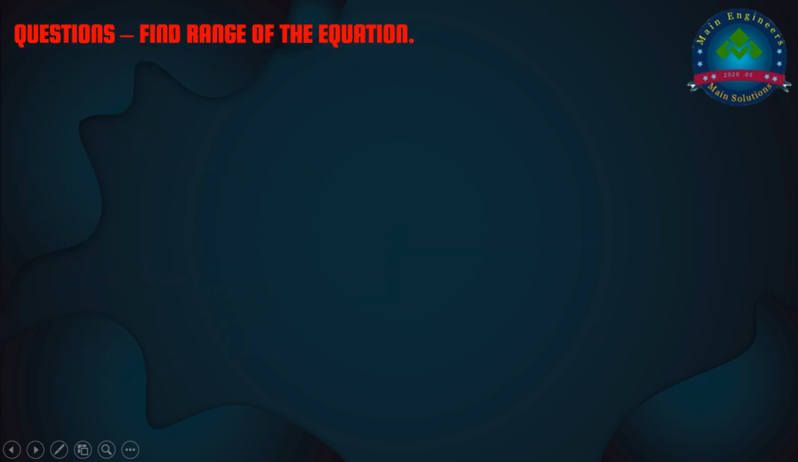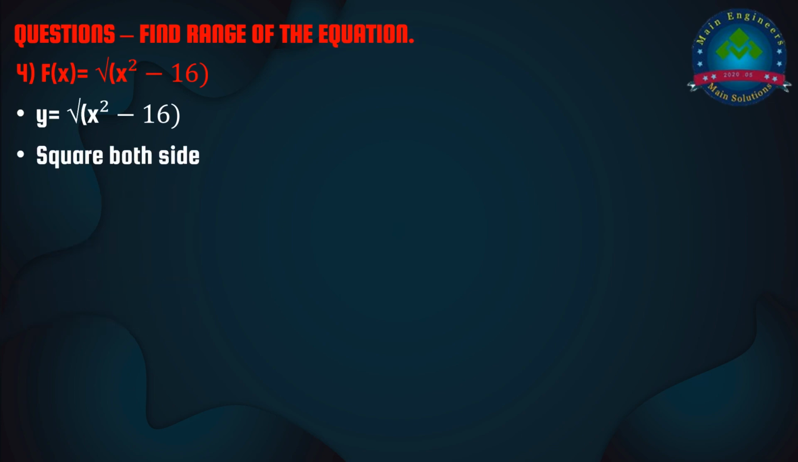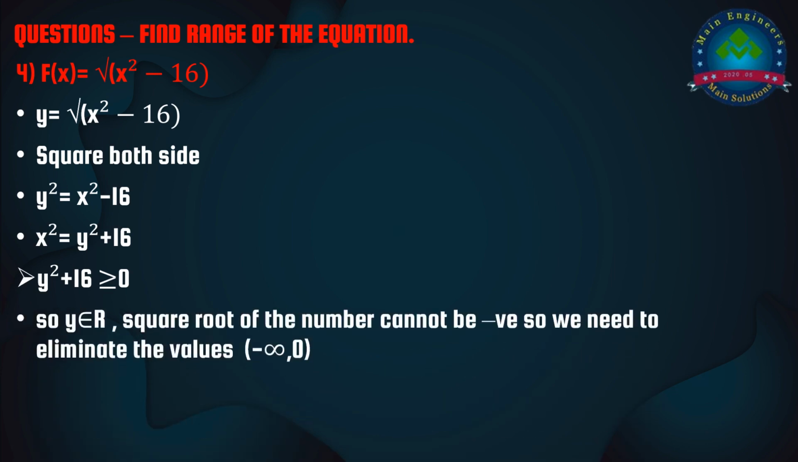Let's come to the next question. f(x) is equal to root over x square minus 16. Again, y is equal to f(x). Square both sides. y square is equal to x square minus 16. So x square is equal to y square plus 16. x square is greater than or equal to 0, as the square of any number is non-negative. So y square plus 16 is also greater than or equal to 0. That means y is valid for any real number.